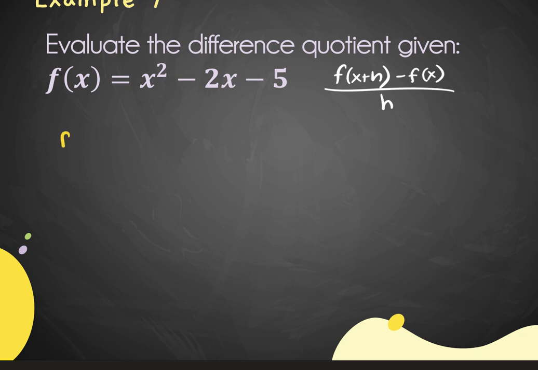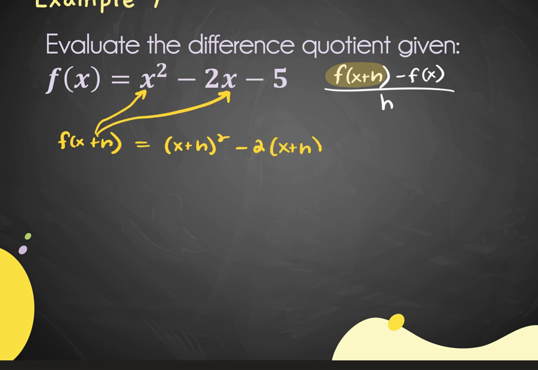First thing I'm going to do is find f of x plus h. So I'm doing this part of my function. To do that, I'm going to take the x plus h. I'm going to plug it into the x values of my f of x. So I get x plus h squared minus 2 times x plus h minus 5. So I took my x plus h. I'm plugging it in place of the x. You with me so far?